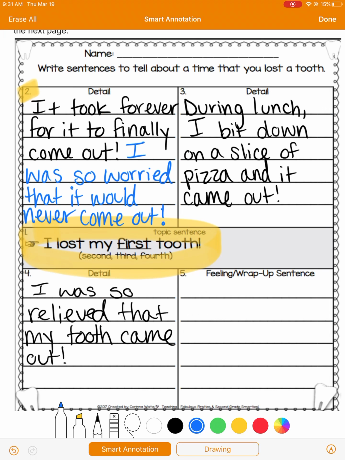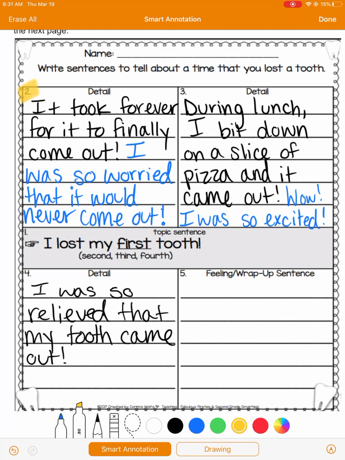Now let's go to the third. During lunch, I bit down on a slice of pizza and it came out. Maybe I'm feeling excited. Wow. Let's go back. I'm going to erase that. I don't want to do "I felt." I was so excited. Finally, it finally came out, guys. So now we're back on that fourth box: I was so relieved that my tooth came out.